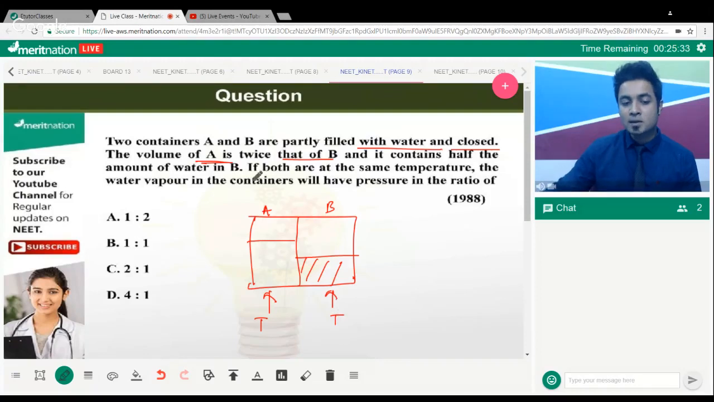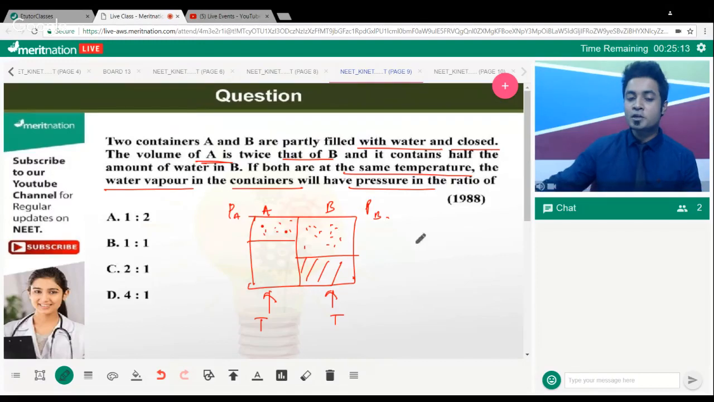So you need to come up with the answer, considering we are keeping them at the same temperature, and the water vapor in the containers will have pressure, meaning there will be some water vapors above the liquid as well. Here I'm considering this one as pressure A, and this one as pressure B. So according to you, how will this ratio be: 1 by 2, 1 by 1, 2 ratio 1, 4 ratio 1? What do you think?